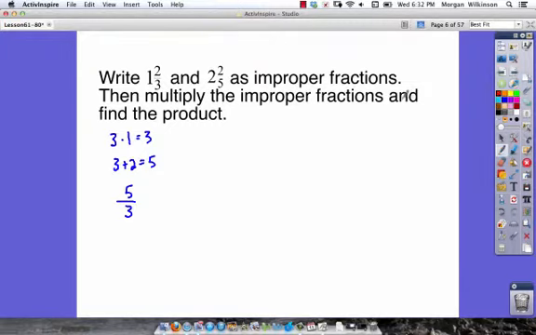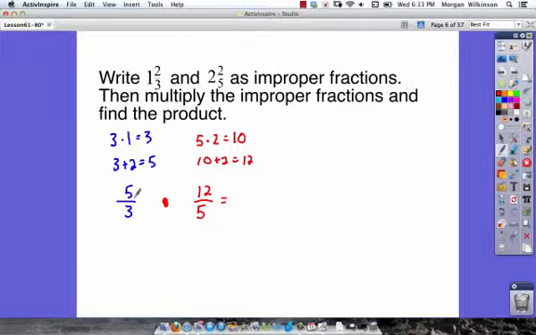Then let's do the other one. We have 2 2/5. 5 times 2, that's 10. We're going to say 10 plus our numerator of 2, that's 12. And we get 12/5 because we put it over our original denominator. Now what we have to do is find the product. So when we find the product of these, we're saying 5/3 times 12/5.